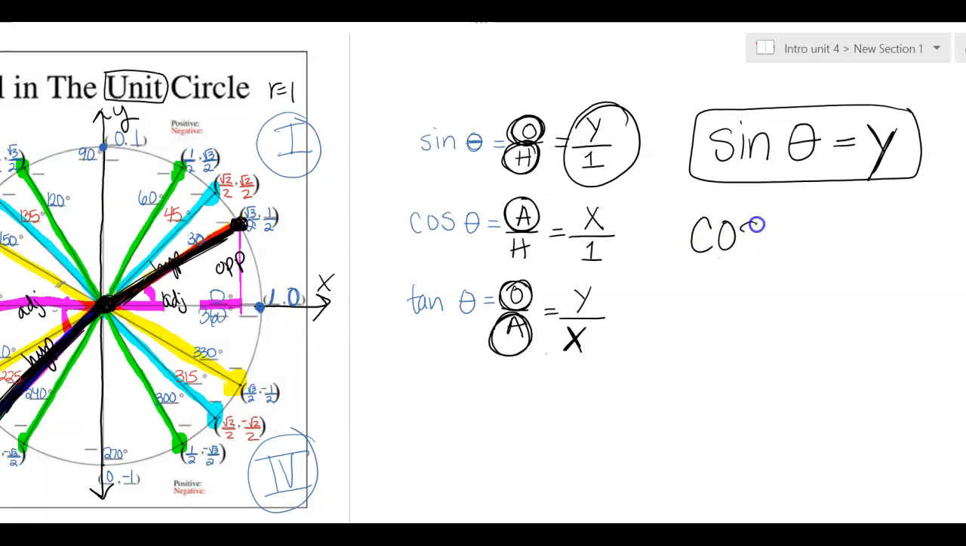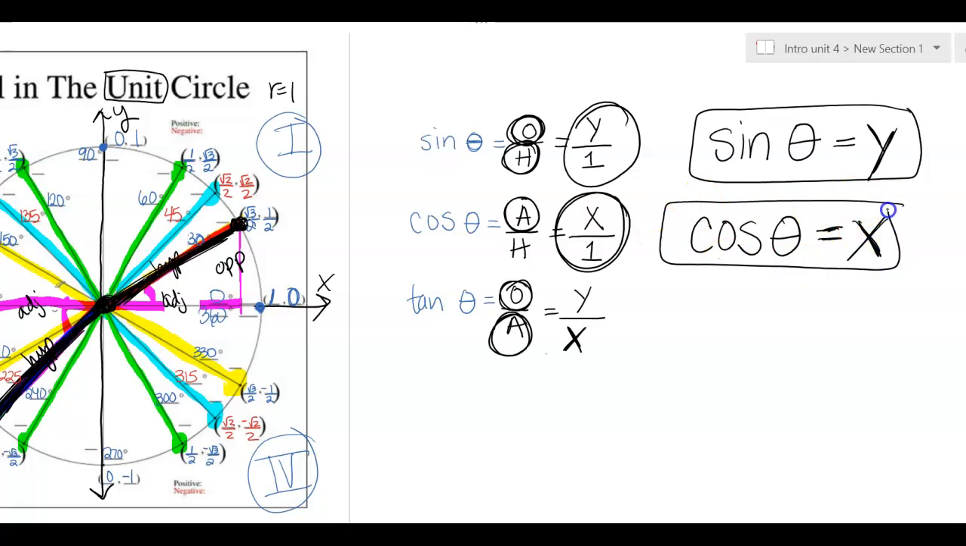And then for cosine, the cosine of any angle can be calculated by doing x divided by 1, okay? But x divided by 1 is just x. This means I can calculate the cosine of any angle you have marked on the circle if I just know the x coordinate at that same position. Okay?